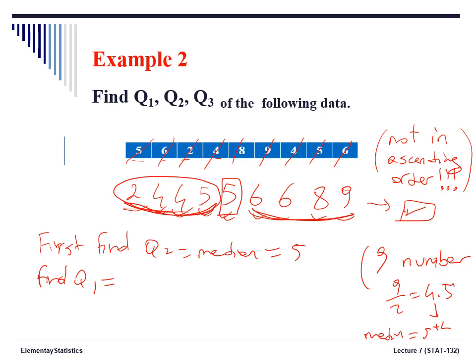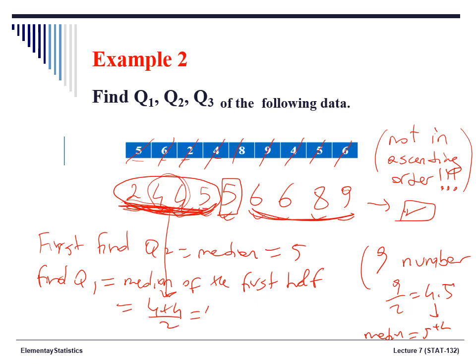Now find Q1. Sorry, Q1 is the median of the first half. So what we mean here is this. How can you find the median of 2, 4, 4, 5? It's basically finding the middle numbers because we have an even number of numbers. So we have 4 and 4, and you add them and divide by 2. If you don't remember how to find the median of such a thing, please check out the median slides. And we got Q1 here.